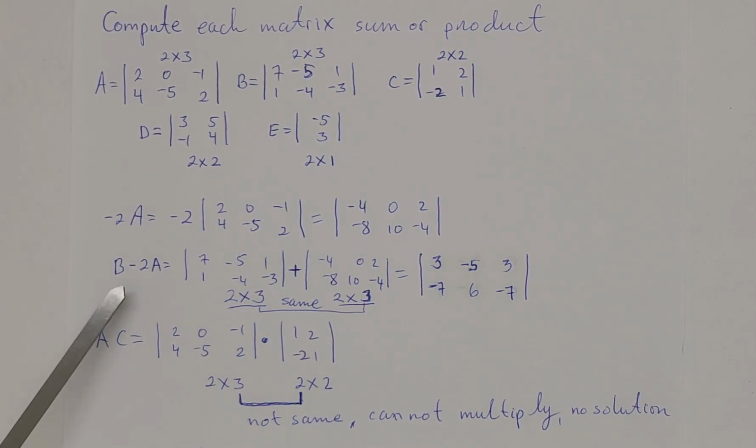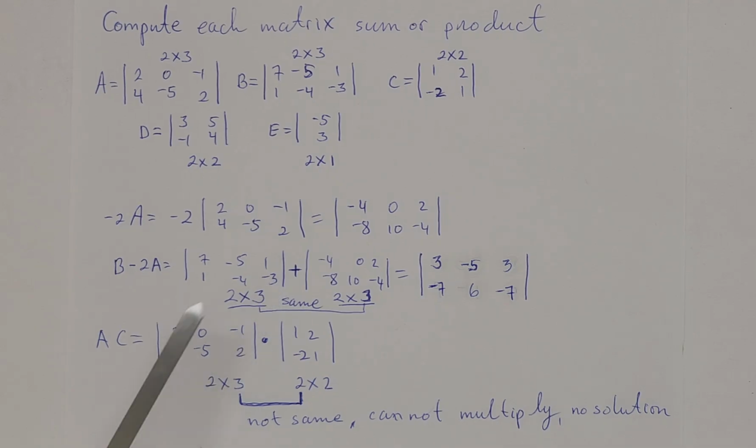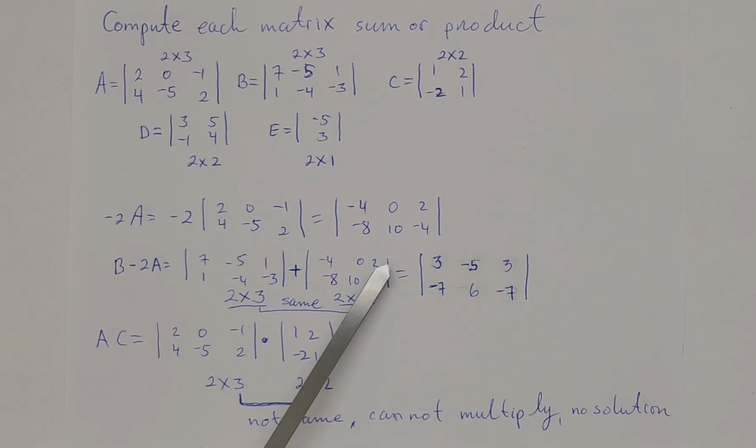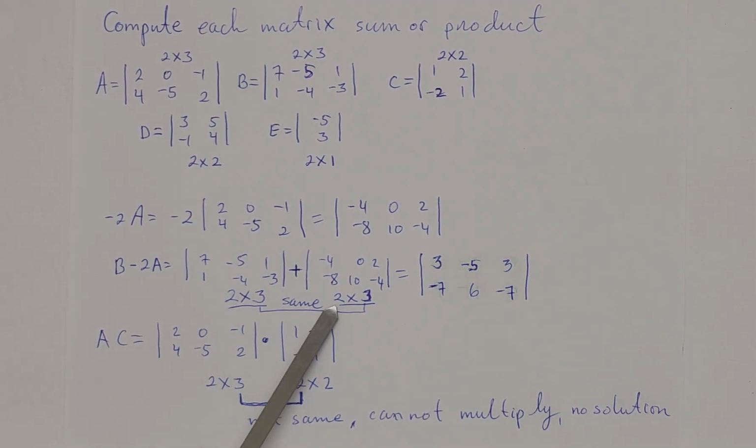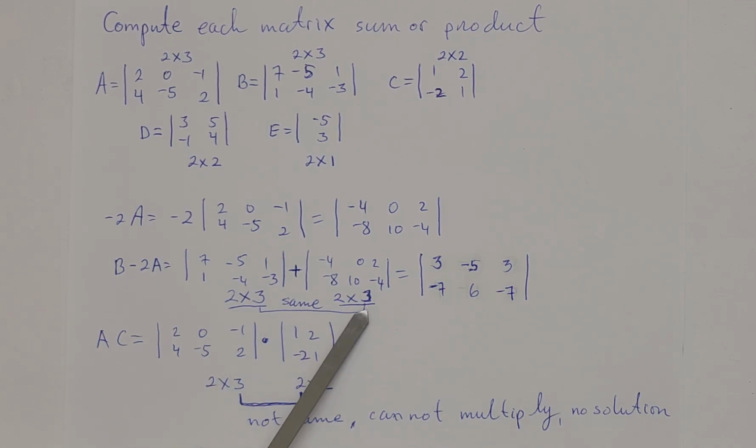Okay. Next example, I have B minus 2A. Now be very careful when you add or subtract matrices. Make sure the dimensions are the same. So this is a 2 by 3. Over here should also be 2 by 3. If they are not the same, you cannot add them. One more time. You can only add or subtract matrices if the dimensions are the same.